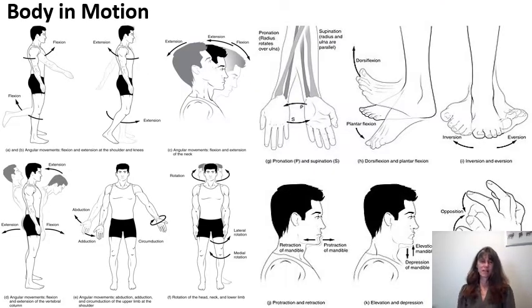Here are some pictures of body motions. Practice these. Tell people what you're doing. You can protract your shoulders and retract your shoulders. Protract, retract. You can just tell them you're practicing protraction and retraction.